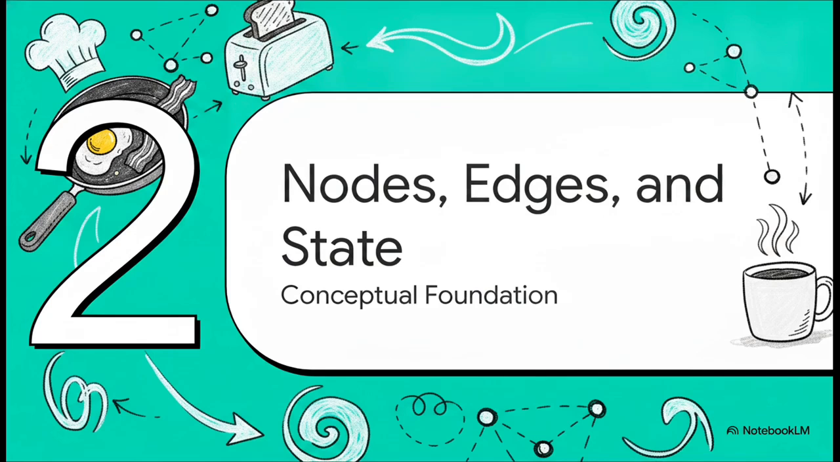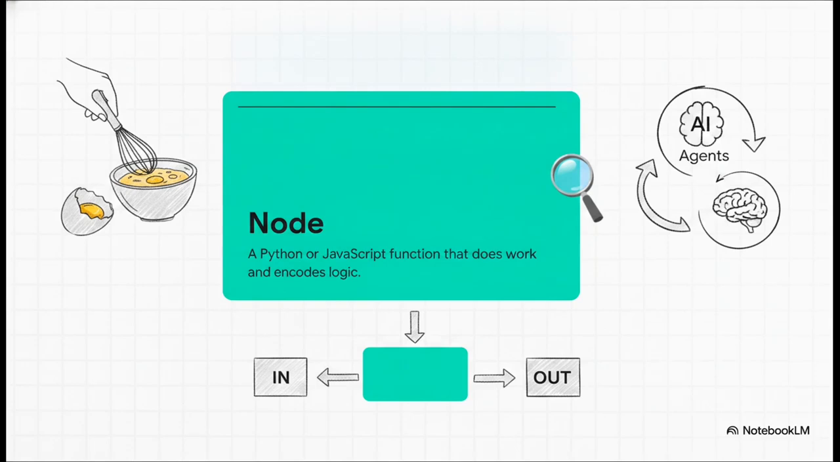Nodes, edges, and state, the conceptual foundation. Let's break down the atomic units of our graph theory using a highly relatable, everyday analogy. Think about making breakfast. In Langgraph, a node is simply a standard Python or JavaScript function. It's just a specific unit of work. So if making breakfast is our whole graph, a node is the physical action of, say, cracking the eggs or whisking them in a bowl. It takes some information in, does one specific job, and hands something back. Honestly, if you know how to write a basic function, you already know how to write a node.